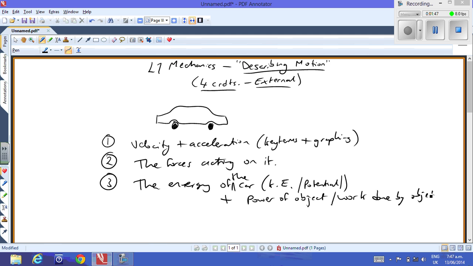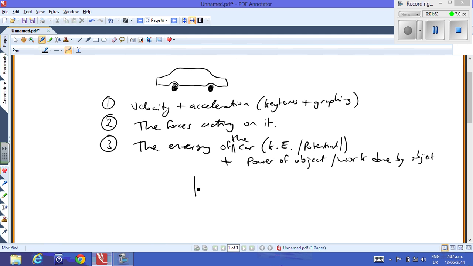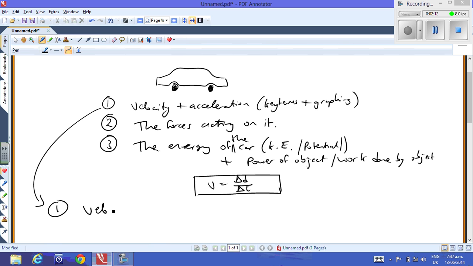The real central theme for this topic is a box of formulae, which you get at the start of your exam paper, and I'll refer to that box many, many times. But for today, we're just going to look at one formula, which is the velocity formula. V equals the change in distance over the change in time. I'll come back to that in a second. So in this first section, I'm just going to focus on velocity for today.